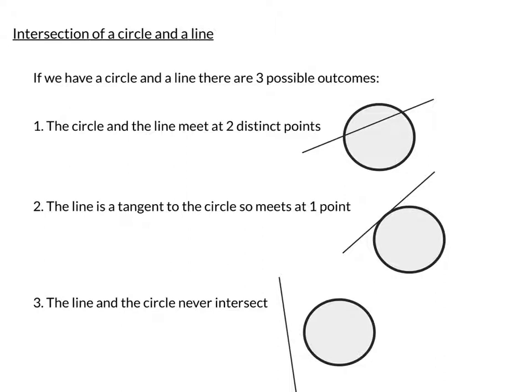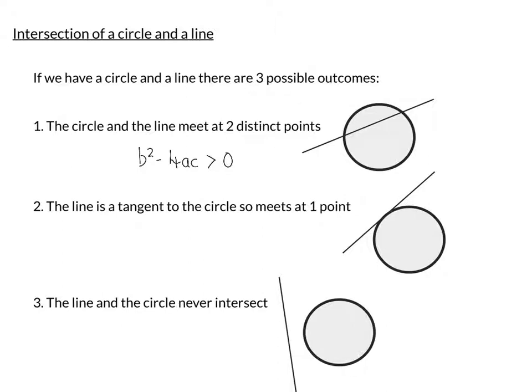For the line and the circle meeting at two distinct points, our discriminant, b squared minus 4ac, is going to be greater than 0. Same as when we had two real roots for a quadratic equation, that told us it intersects the x-axis at two distinct places. Here it is telling us that the line intersects the circle at two distinct places.